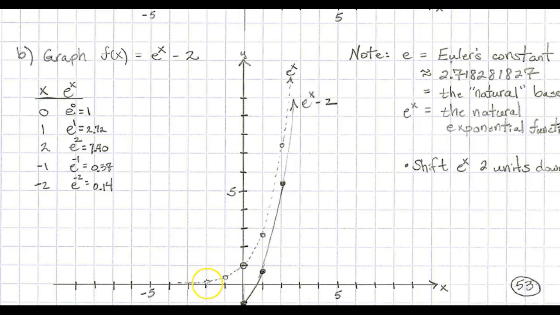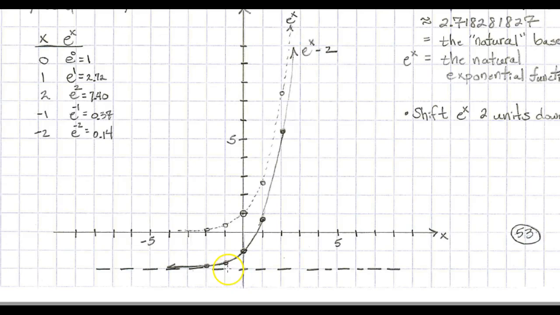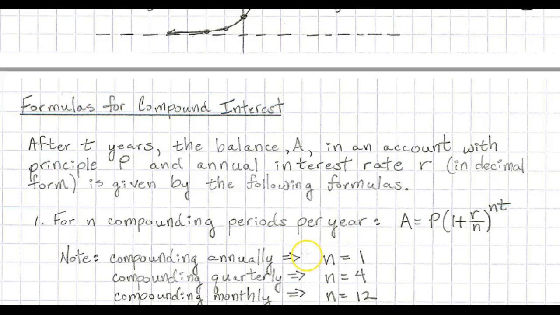Shift every point 2 units down. So instead of having y equals 0, the x-axis, as the horizontal asymptote, we now have y equals minus 2 as the horizontal asymptote. Every point is shifted 2 units down. Okay, so that's e to the x minus 2.